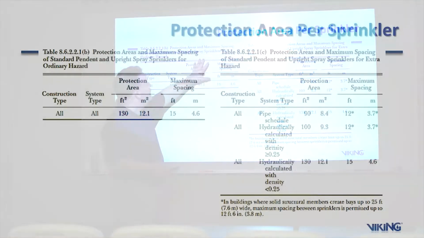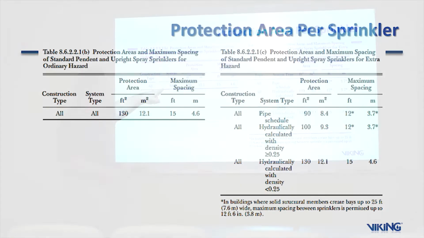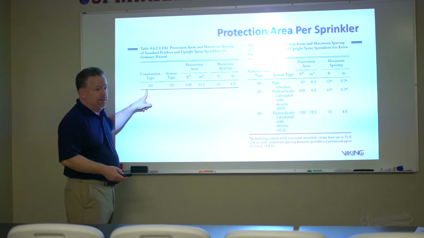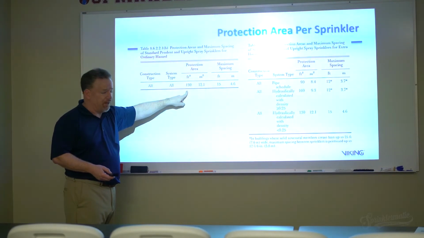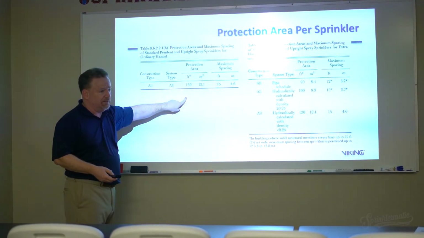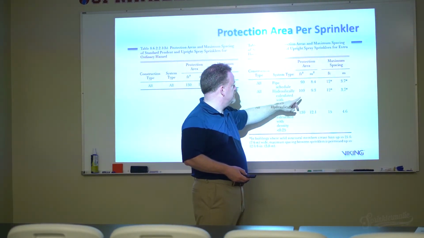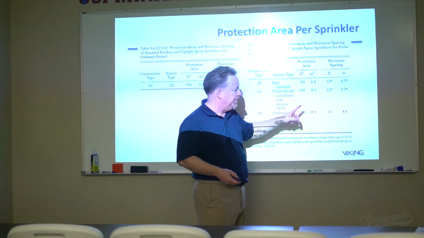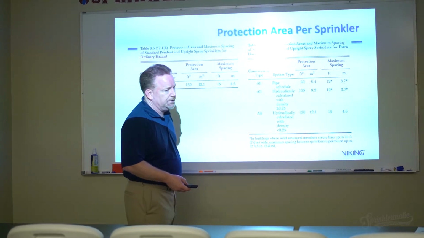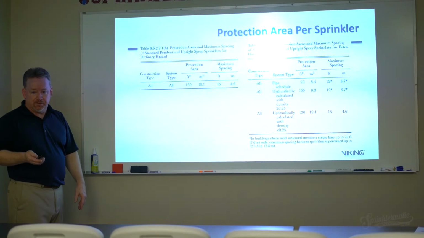So now let's go up to ordinary hazard occupancies. Now remember, in light hazard, we had all those choices, obstructed or unobstructed. This is easy. 130 square feet, period, end of story, unless it's listed for something greater than that. Ordinary hazard, that's it. And you go up to the really high challenge fires, and in the extra hazards, hydraulically calculated, if you've got a density greater than 0.25, you're down to 100 square feet. Otherwise, you're at 130 square feet. Okay, so 130 becomes the number outside of light hazard.